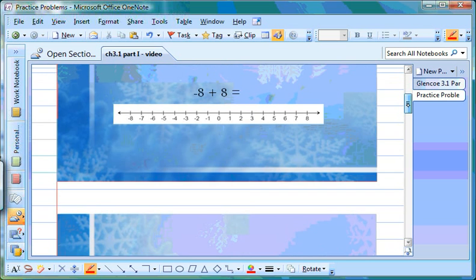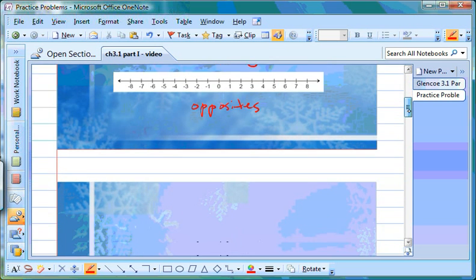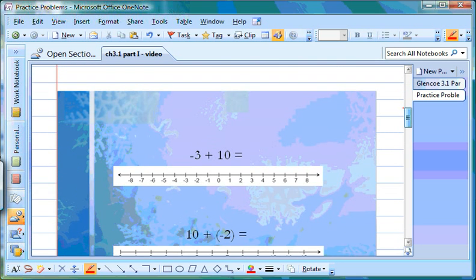Okay, on to our next example, negative 8 plus 8. This one's really easy. We don't even have to do any of the work because negative 8 and positive 8 are opposites. So we know it's going to be equal to 0. And we can just write opposites there if we're worried about showing our work so that our teacher knows that we know what we're doing.